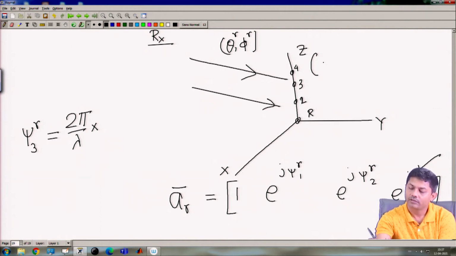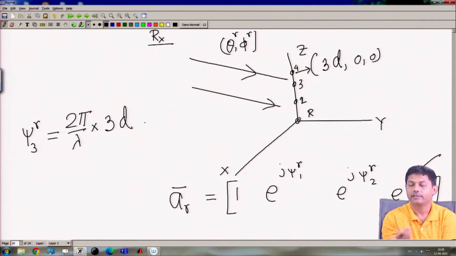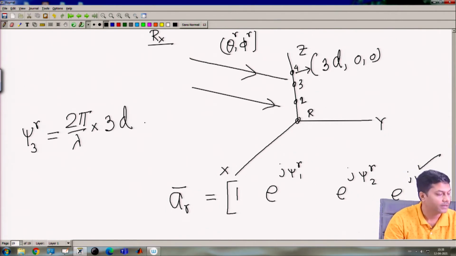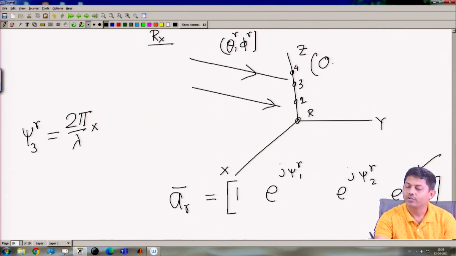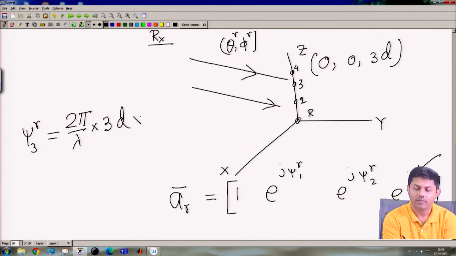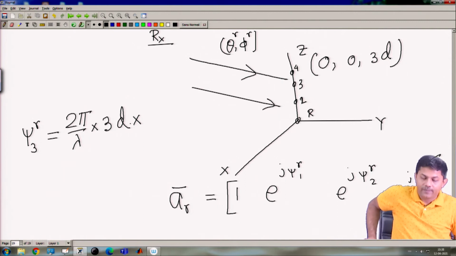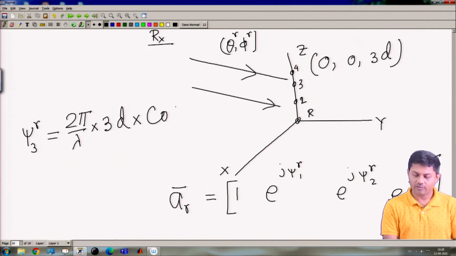This would be 3D 0 0. I am talking of this gentleman, right. So, this should be 3D and this is the z part. So, I am making little mistakes here. So, as it is in the z direction, it will be 0 0 3D. Okay. So, this should be 3D multiplied by, as you know, the direction vector remains the same. So, it is the same as what we have drawn earlier. So, this will be cos theta.